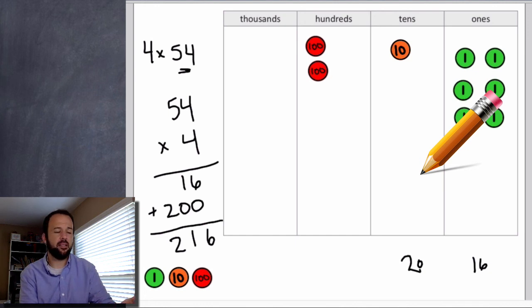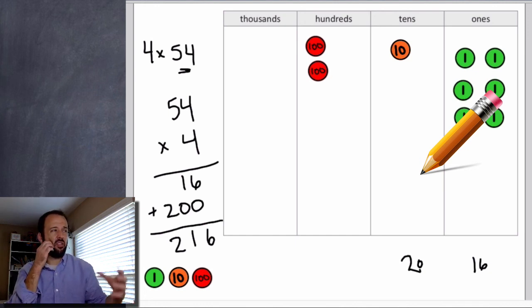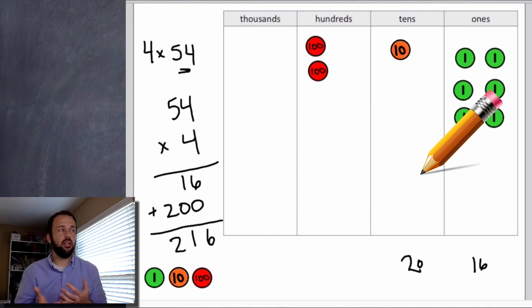So hopefully that's making some sense. Hopefully that's making some connections, because what we basically did here was find 4 times more than 54. Okay, we took that number 54 and we counted it 4 times, and that gave us our answer. And we're going to start to see how we can connect that to that standard algorithm and use some different strategies when we are multiplying by single digit and double digit numbers, and also by double digit numbers. But that's something we'll get into later.